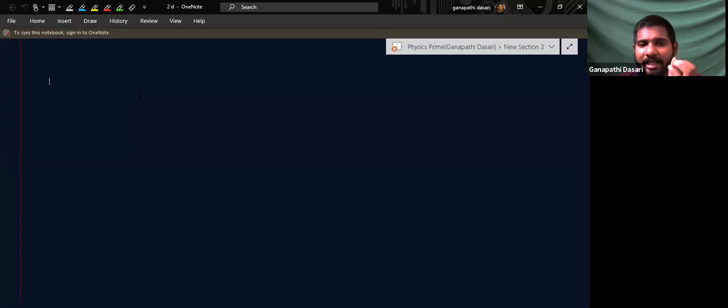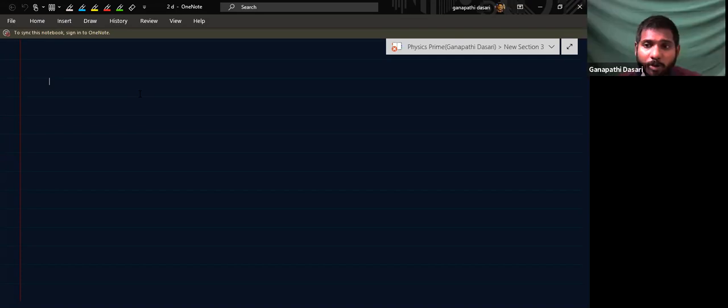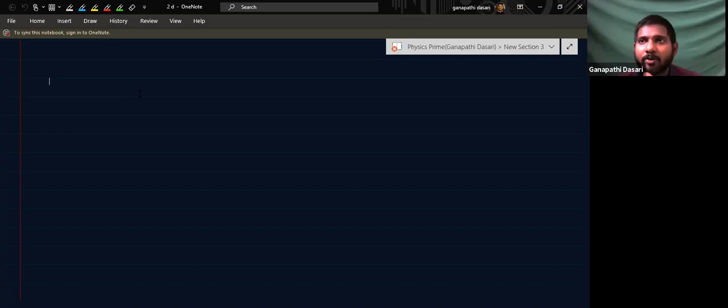If the range is the same, the relation between the two angles is theta 1 plus theta 2 equals 90 degrees. We have seen other conclusions too. If theta 1 and theta 2 are complementary, then T1 T2 is equal to 2R by g, and H1 H2 is equal to R square by 16. Some of the conclusions we have seen.